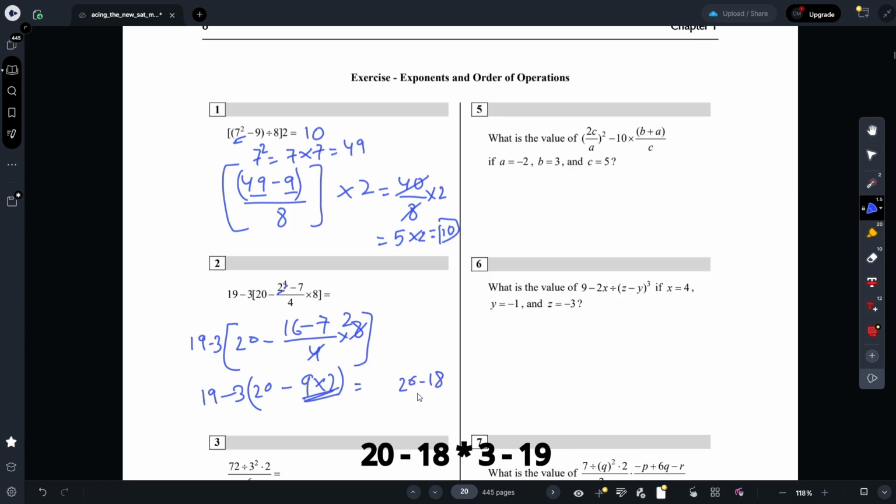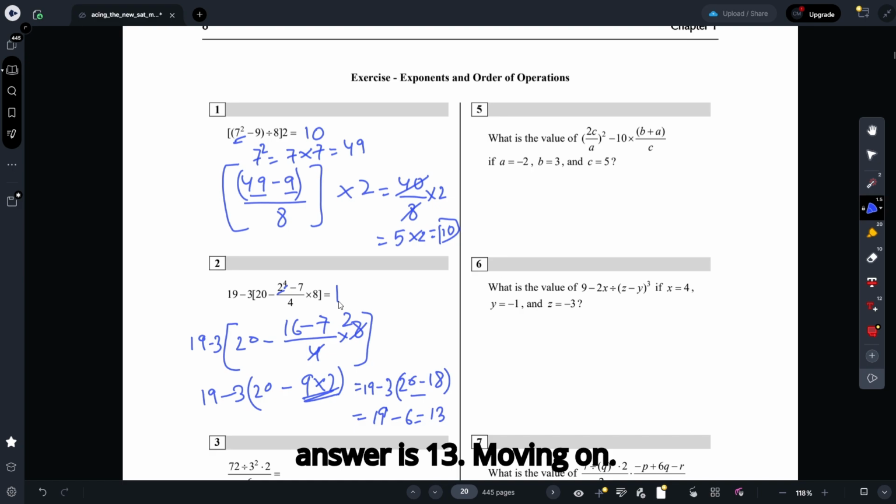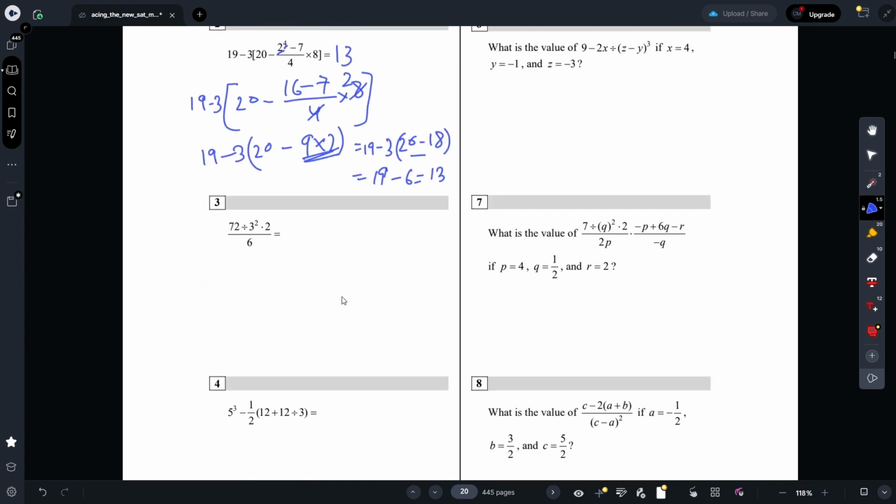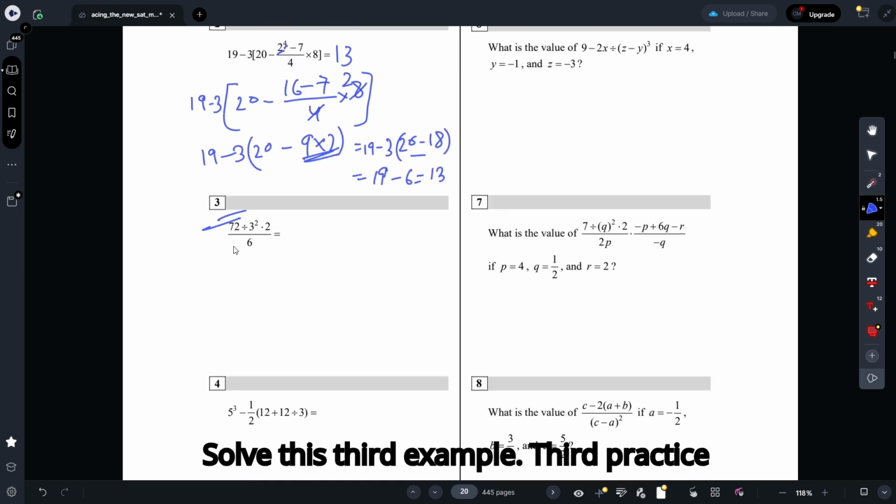20 minus 18 multiplied by 3 minus 19. So 20 minus 18 is 2. 2 into 3 is 6, 19 minus 6 will be 13. So our answer is 13.